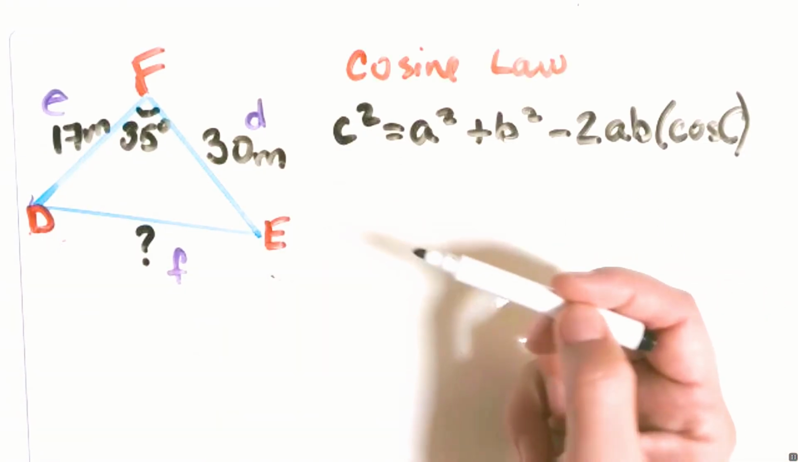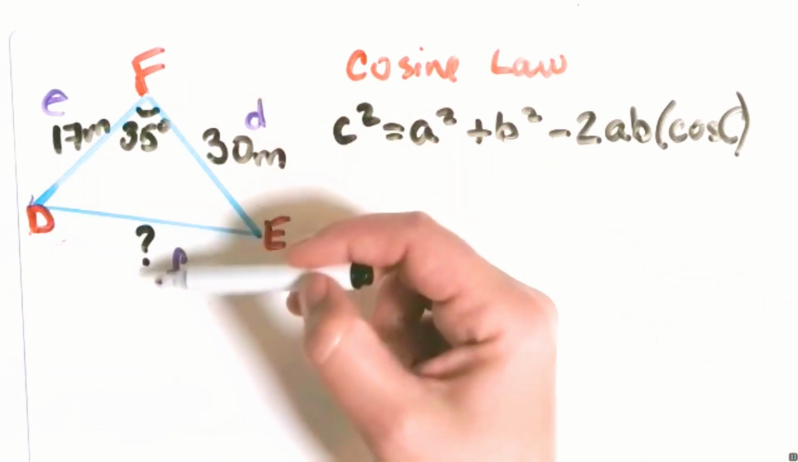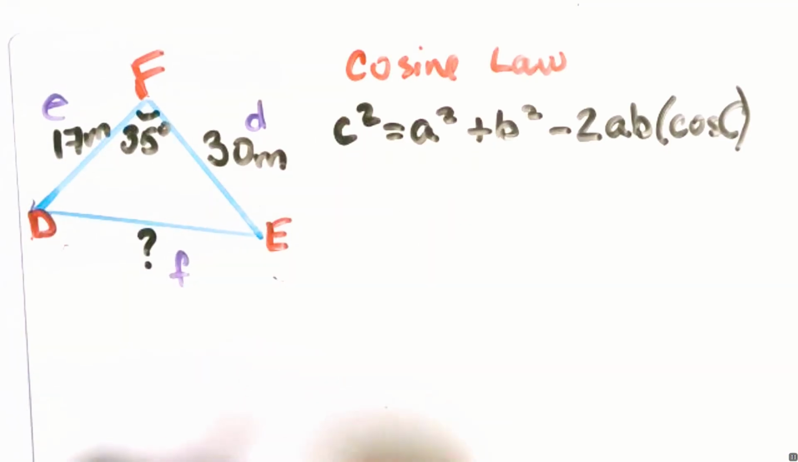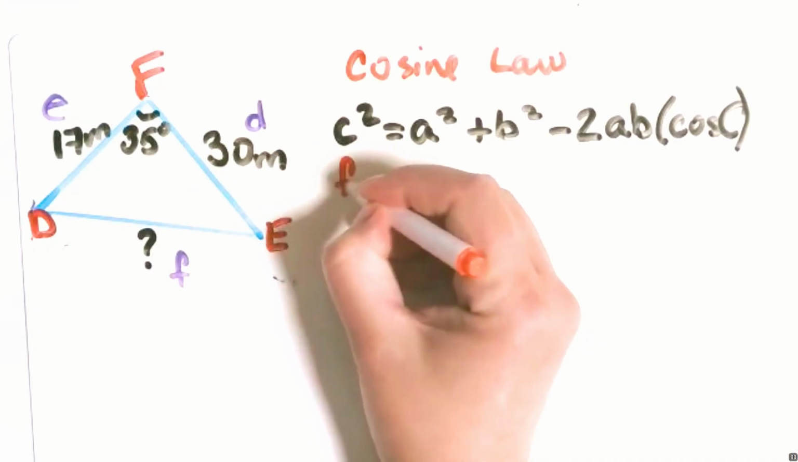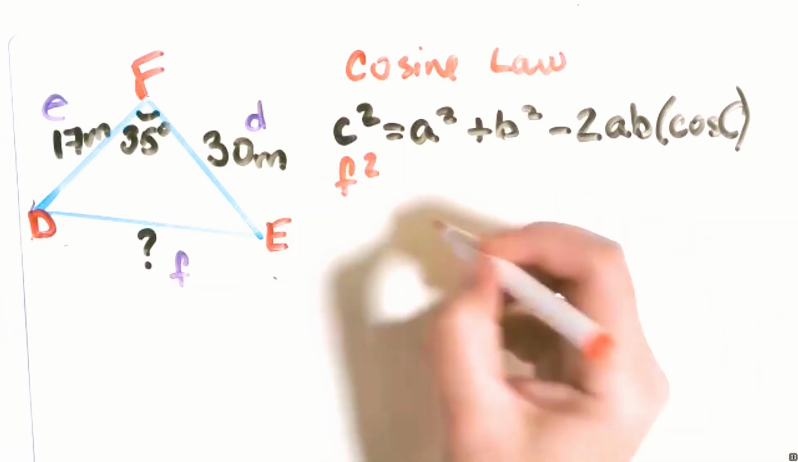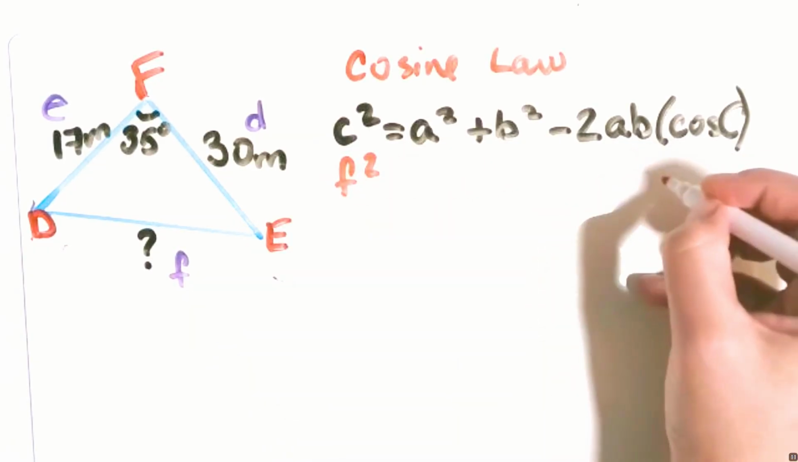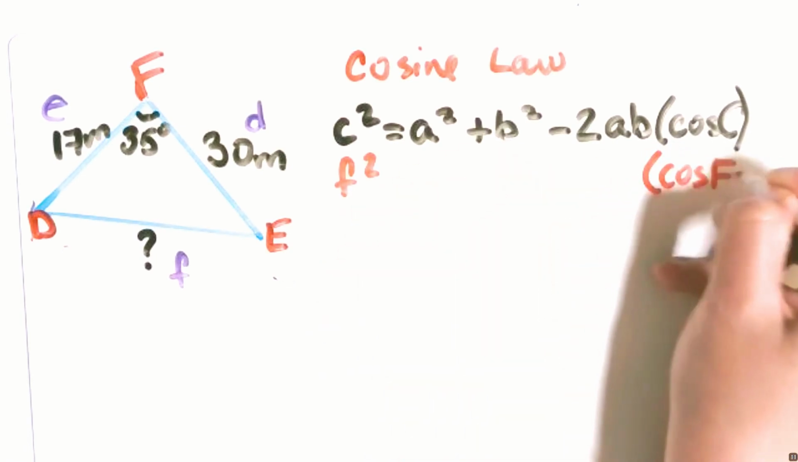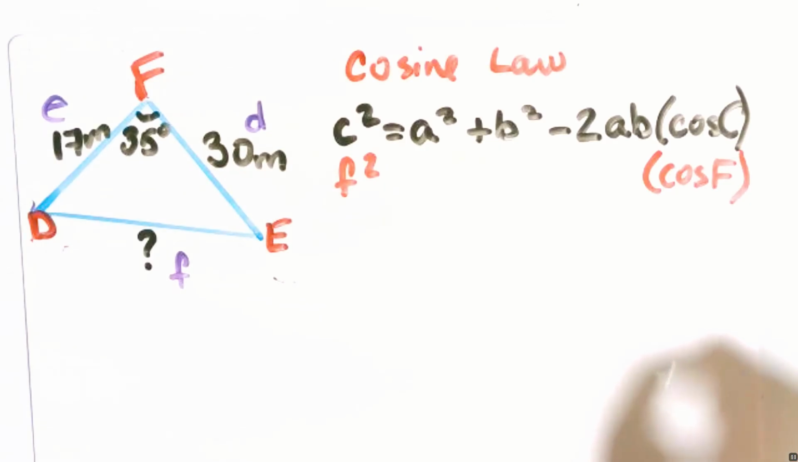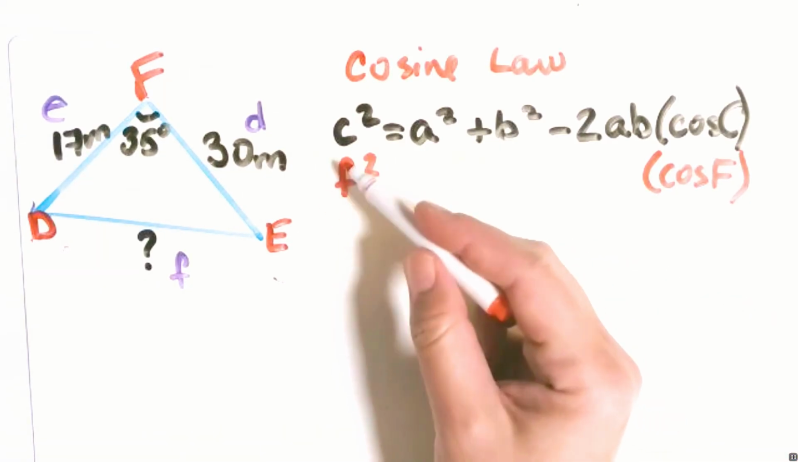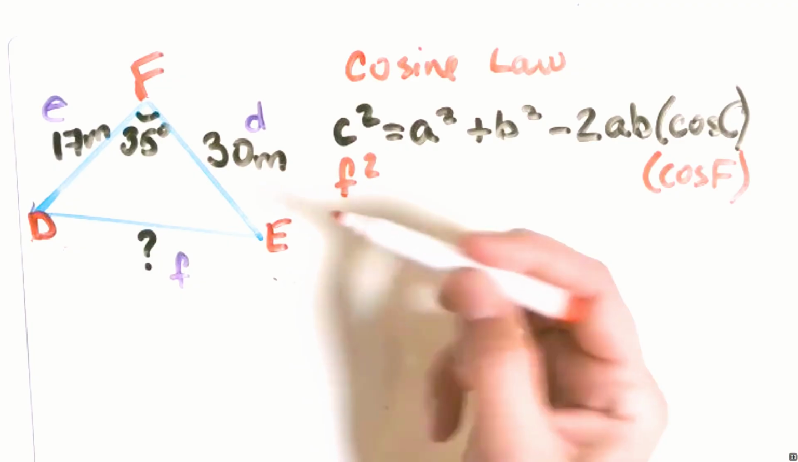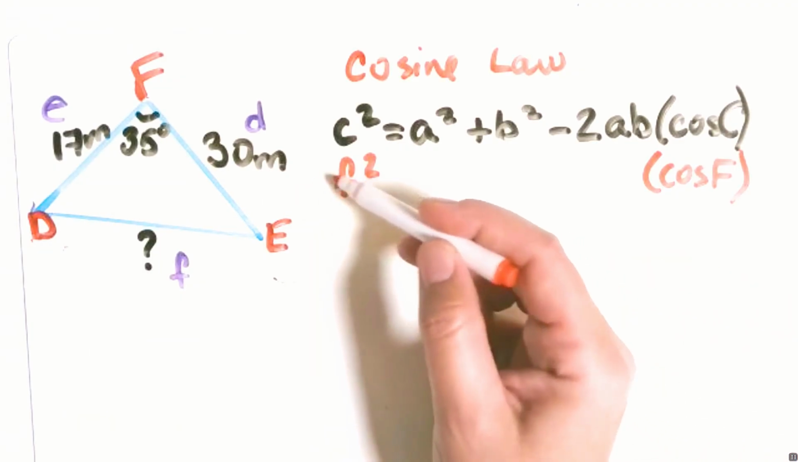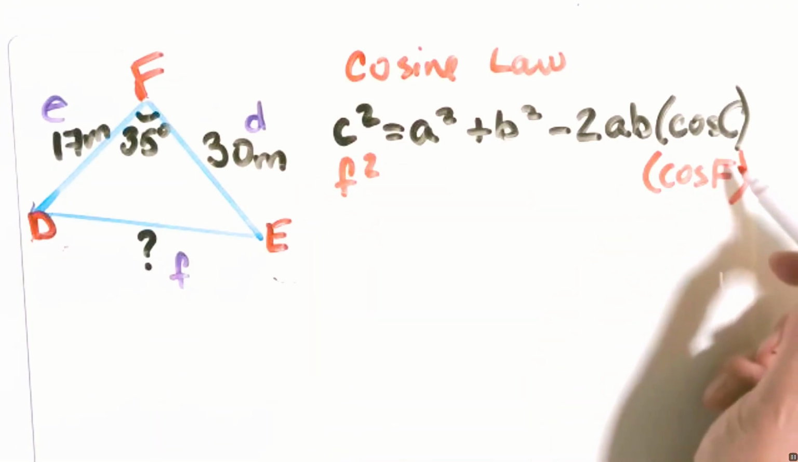There's no A, B, and C. We are doing D, E, and F, and I'm looking for my side length F. So what am I going to write it as? I'm going to start with F squared. That's isolated. That's what I'm looking for. And then I know that at the very end, I need cosine of F. If you were looking for a D, you would put D squared here, cosine of D here. If you were looking for, let's say, X, you would put X squared here, cosine of X there.